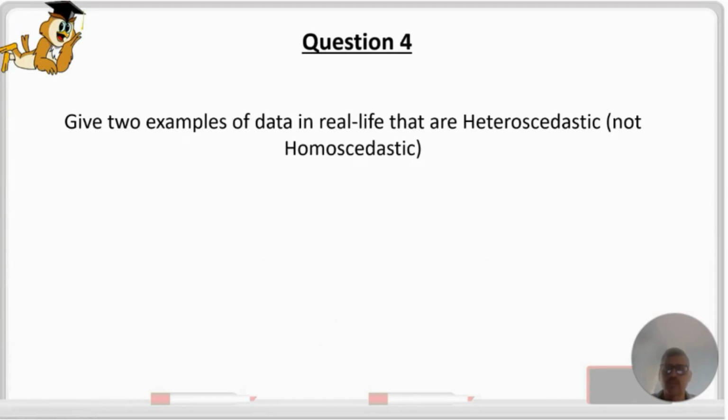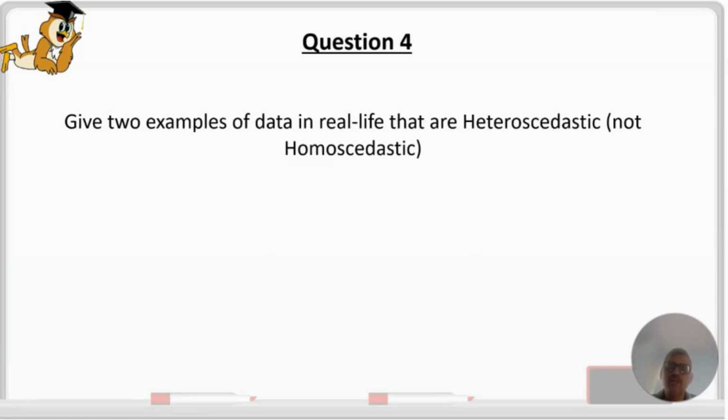Question 4. We talked about homoscedasticity as one of the assumptions, and remember it pertained to the variance of the residue not changing with changing values of the variable, right? That is what it was.